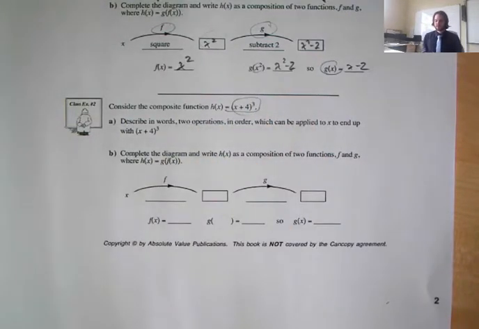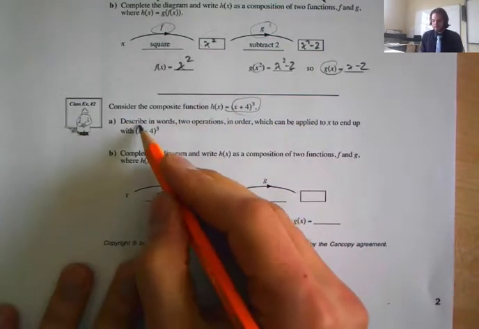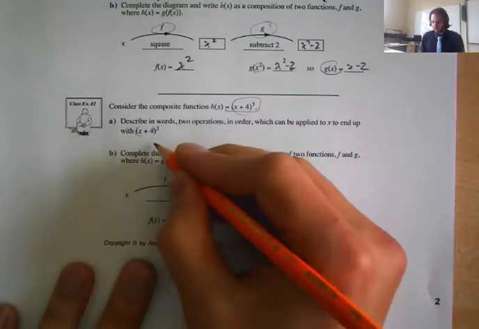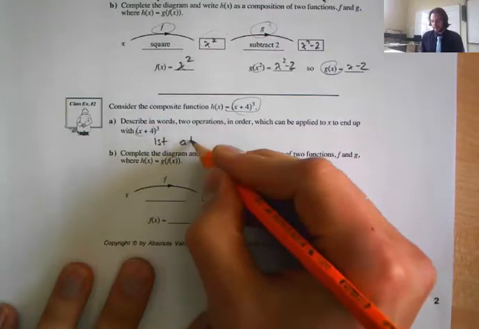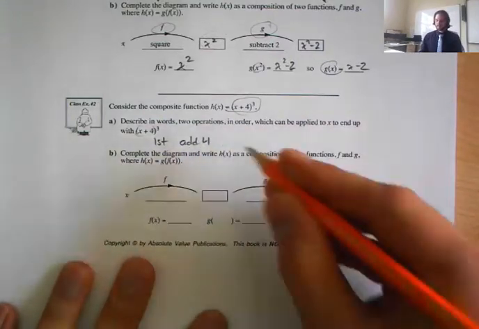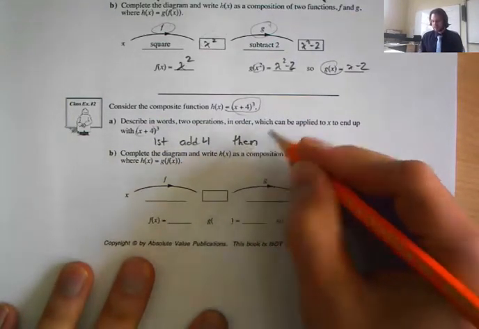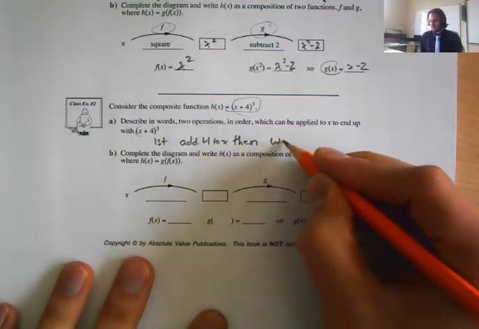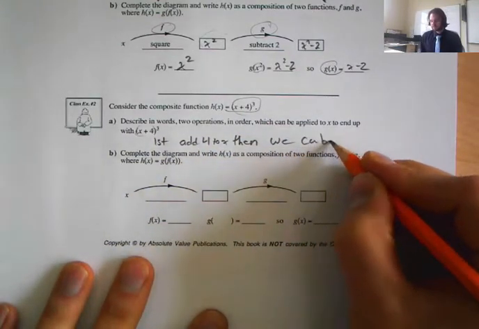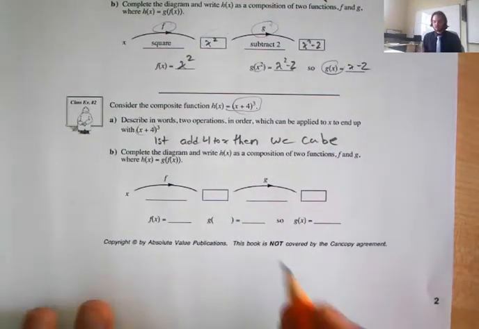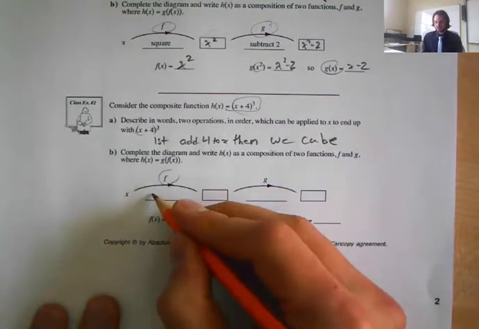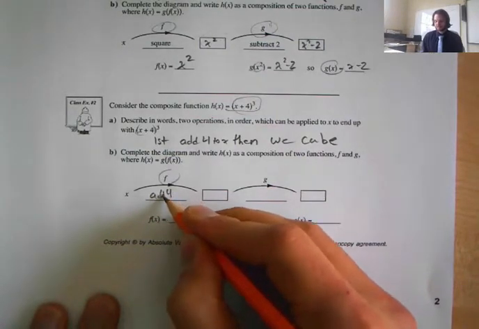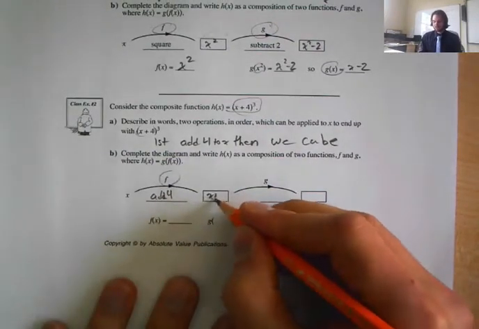It's a bit different. Put it in words. Now we look at BEDMAS, brackets first. So we do what's in the brackets first. So first we add 4 to x. Then we cube. Okay? So, first thing we do, f of x is x plus 4. So we add 4. Okay, so we get x plus 4.